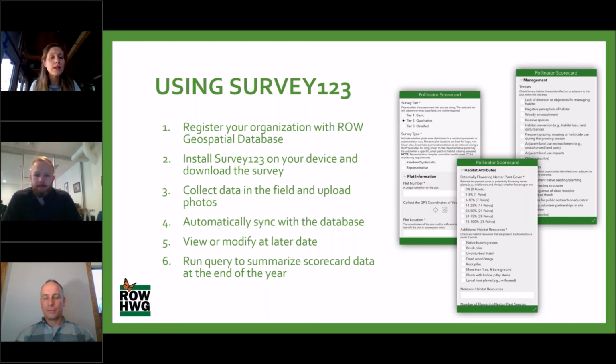So if you're interested in using the Survey123 form and survey that we've created that aligns with each of the tiered field assessments, the first step is to register your organization with the right-of-way geospatial database. And again, you can do that by also going to the Rights-of-Way Working Group website. Same under tracking and monitoring, there's another page for the geospatial database, and there's a simple questionnaire you can complete and register your organization with the database. From there, you install Survey123 on your digital device that you're planning to use in the field, download the survey associated with your organization, and then start collecting.